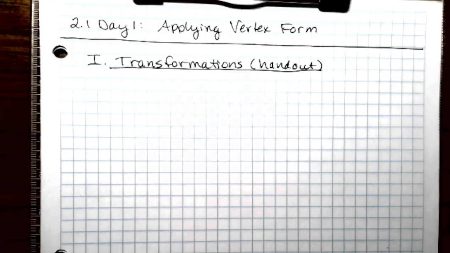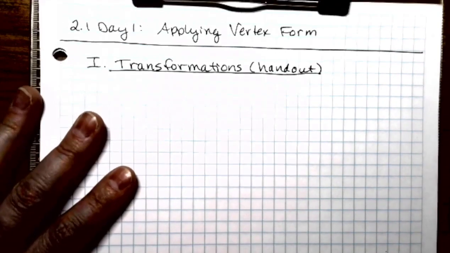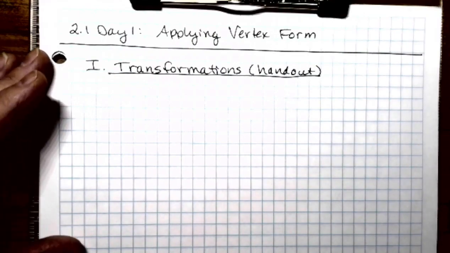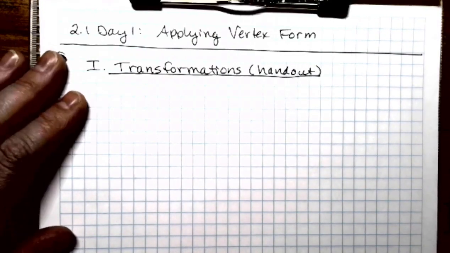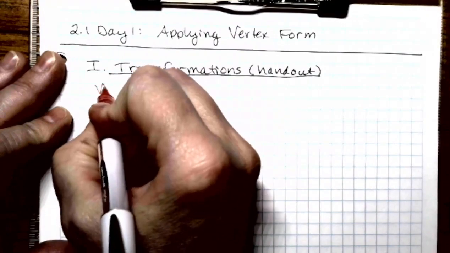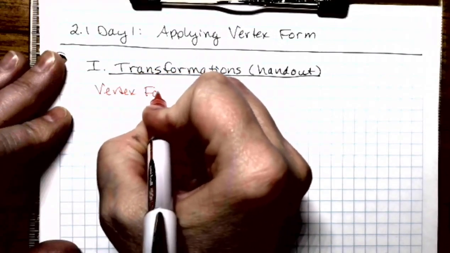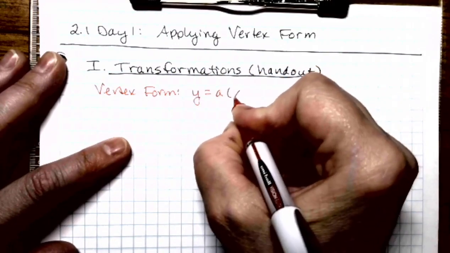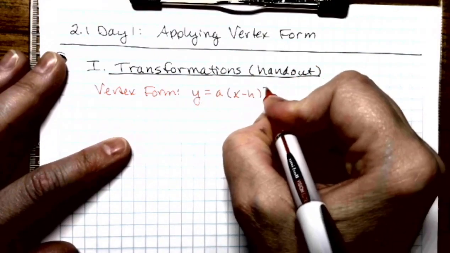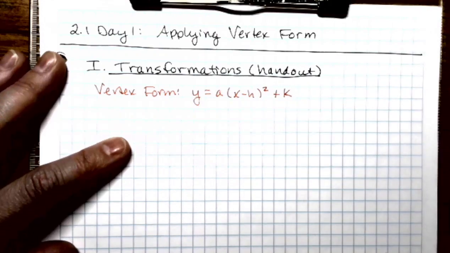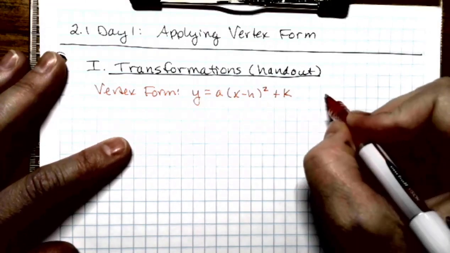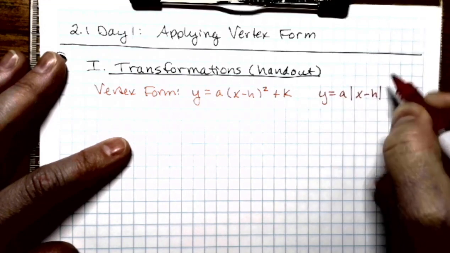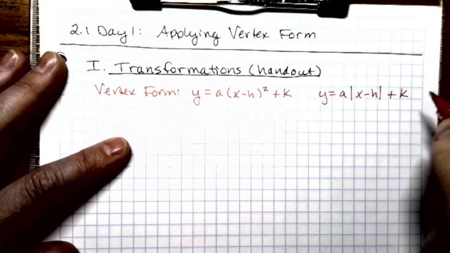Okay, so first off, what is vertex form? There's actually a vertex form for absolute value, and there's a vertex form for parabolas. Vertex form for a parabola is y equals a times (x minus h) quantity squared plus k. For an absolute value function, it's y equals a times the absolute value of (x minus h) plus k.